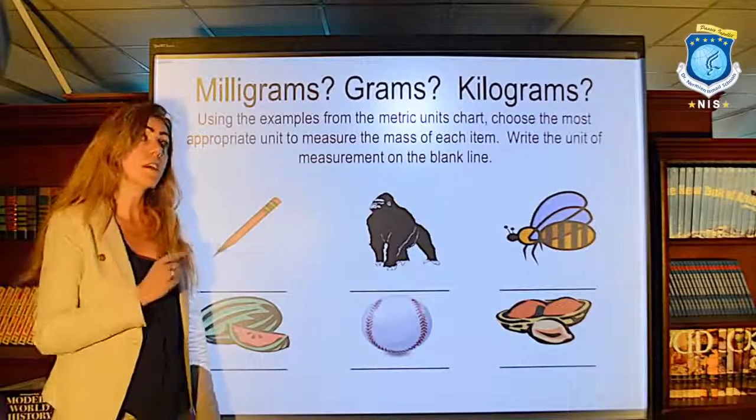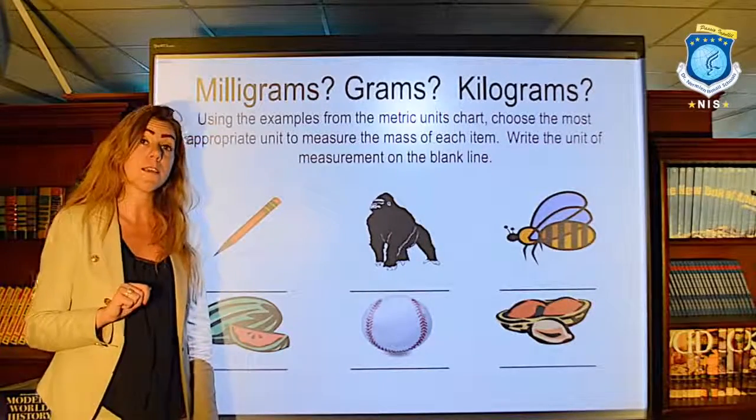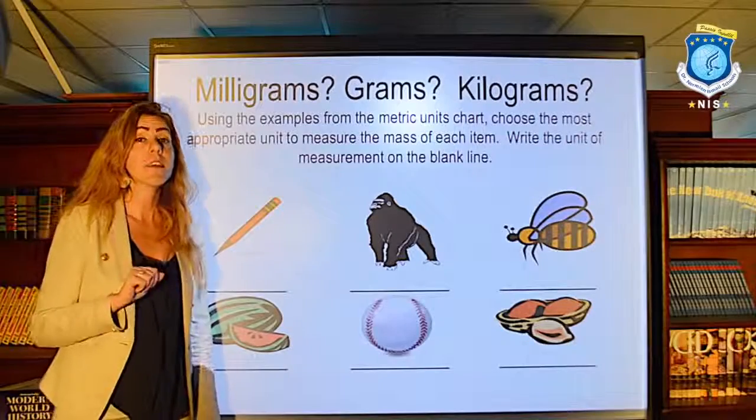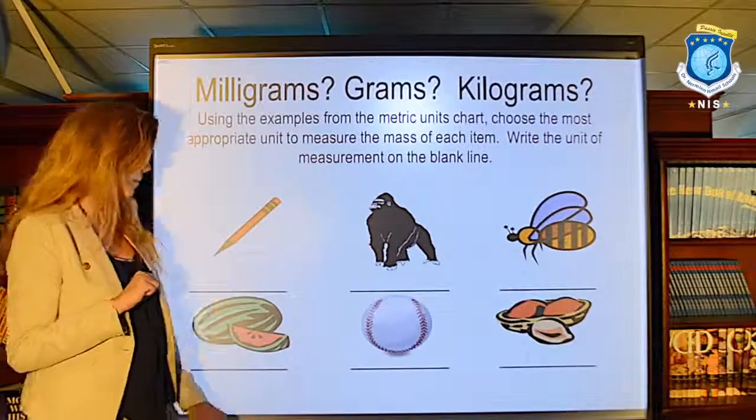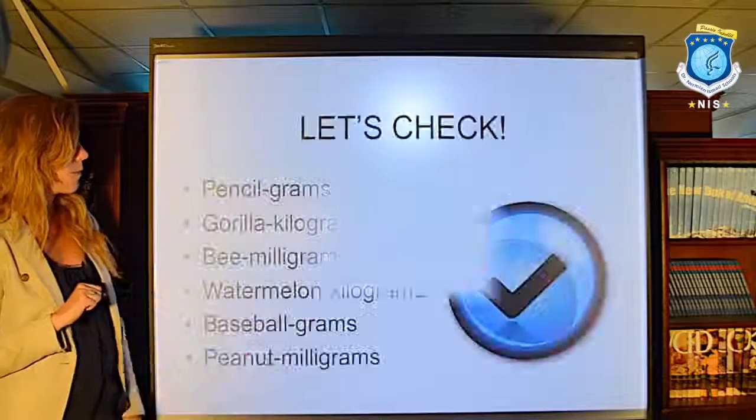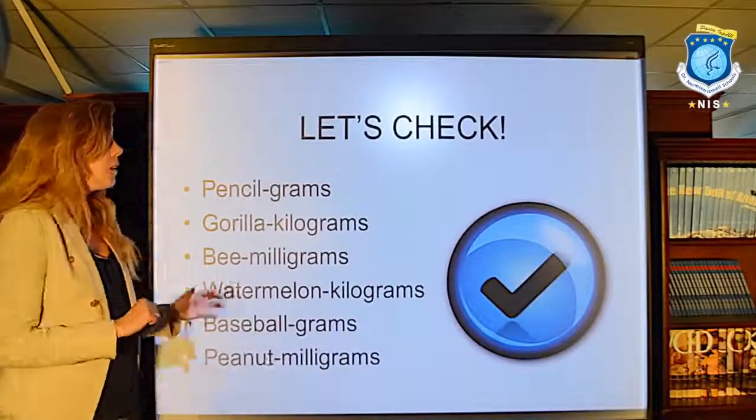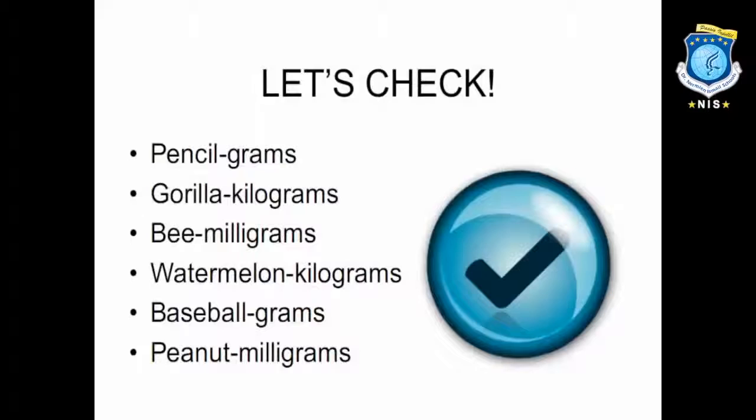Take a moment, because right now we're going to go and correct your answers. Let's see if you guys did a good job or not. All right. So, if you chose grams for a pencil, you're absolutely right. And then if you chose kilograms for the gorilla, again, you're right. Remember, a gorilla has a very heavy mass, or has a very large mass. That's why we use kilograms.